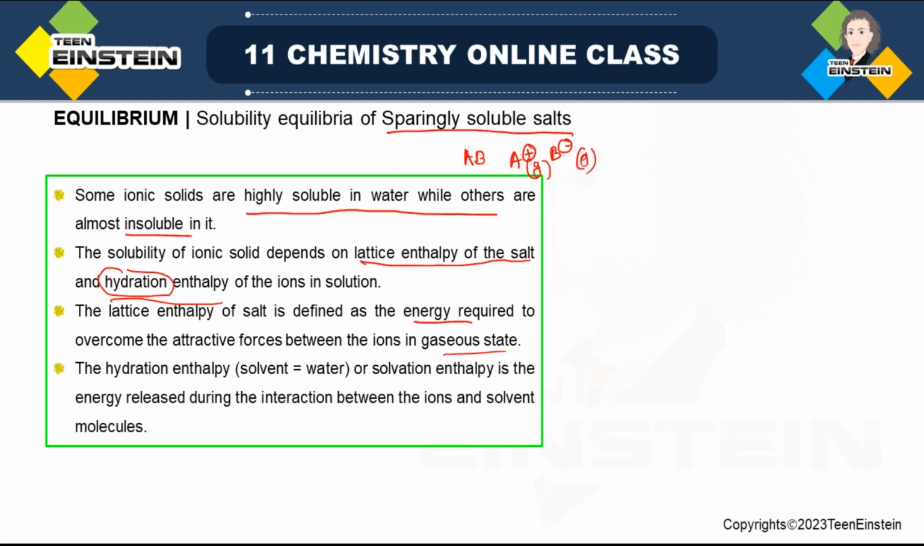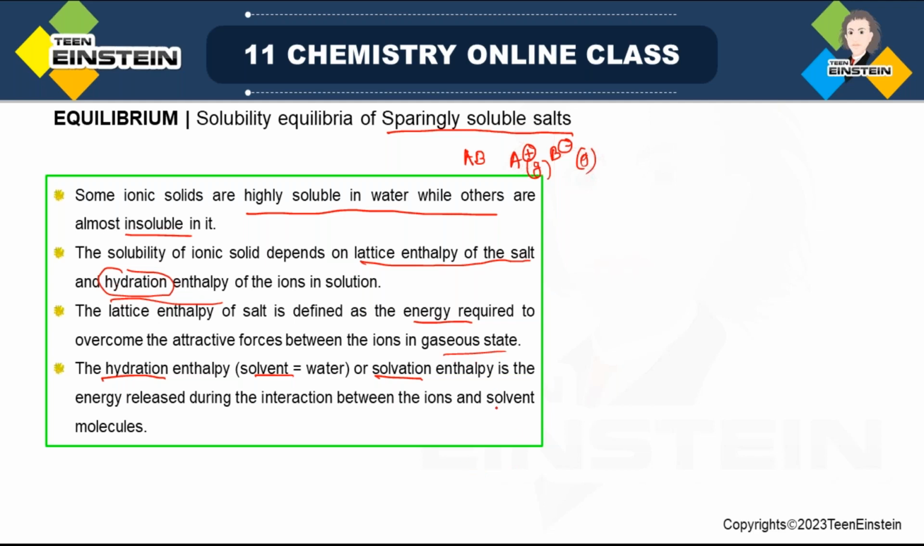Fine. And what about hydration enthalpy? Hydration enthalpy, we can use this term only when the solvent is water. Otherwise, if you want to use the general expression, then you have to use the term solvation enthalpy. So this hydration enthalpy or solvation enthalpy is the energy released during the interaction between the ion and solvent molecules. Now, to understand that, you have to consider the ions as if they are already present in solution.